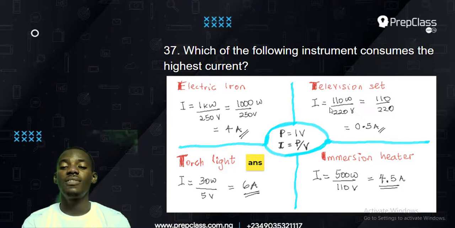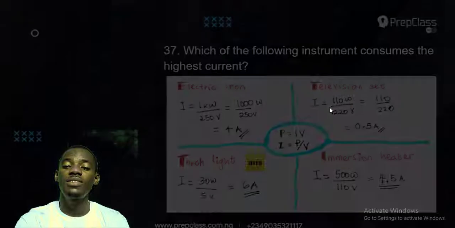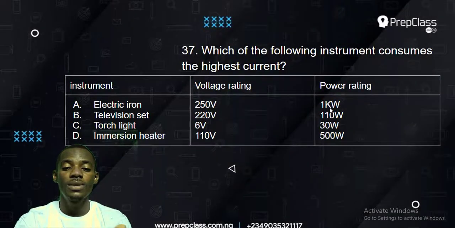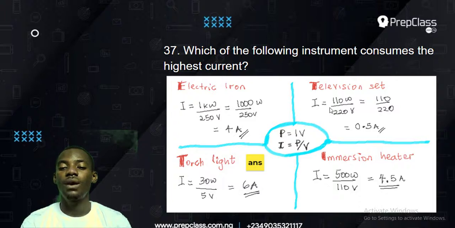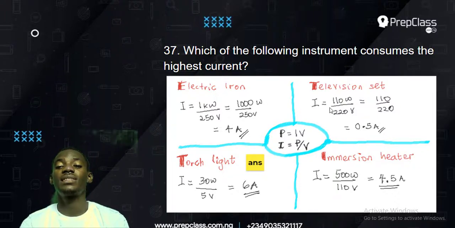Then the television set: everything is power over voltage, right? My power is 110 over the voltage. Everything came from this table. Everything I'm doing is always from the table, the voltage and the power for each of them. So my power is 110 watts over 220 volts, giving me 110 over 220, that's 0.5 ampere. And that is the current for the television set.